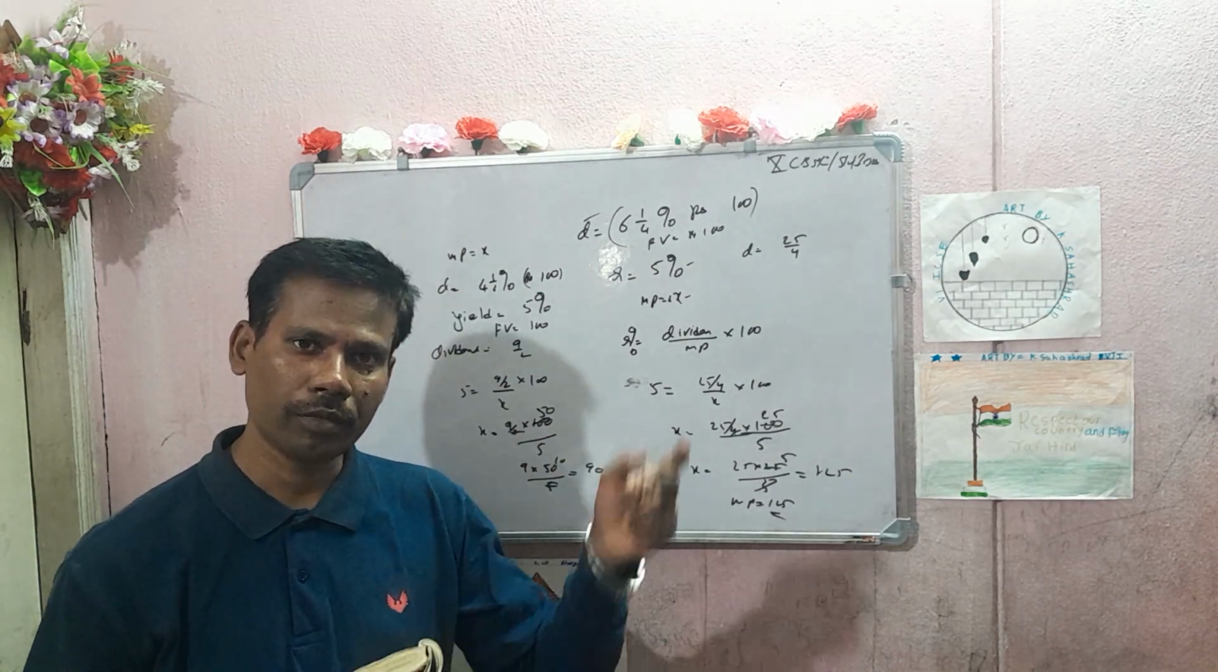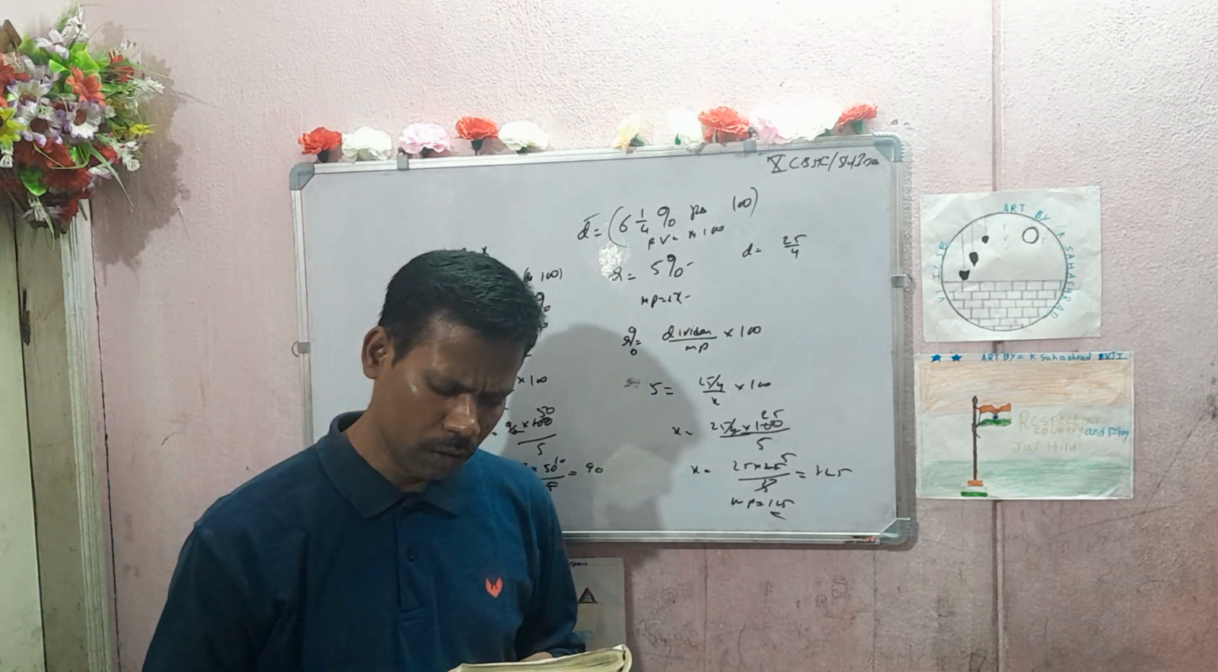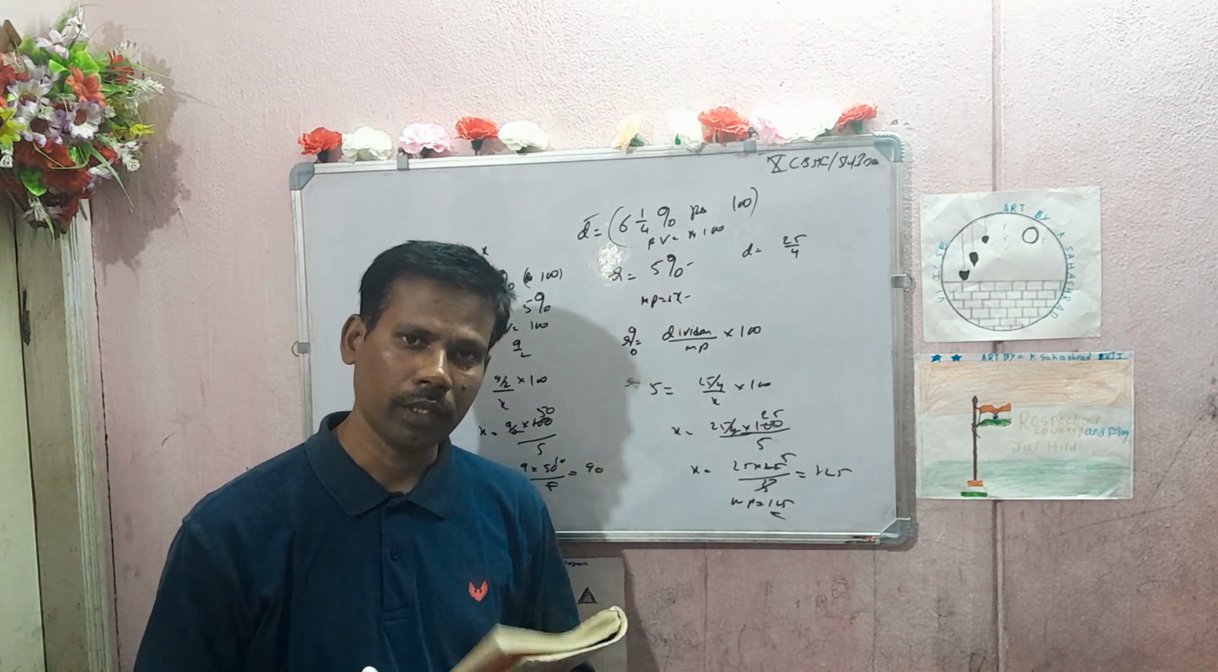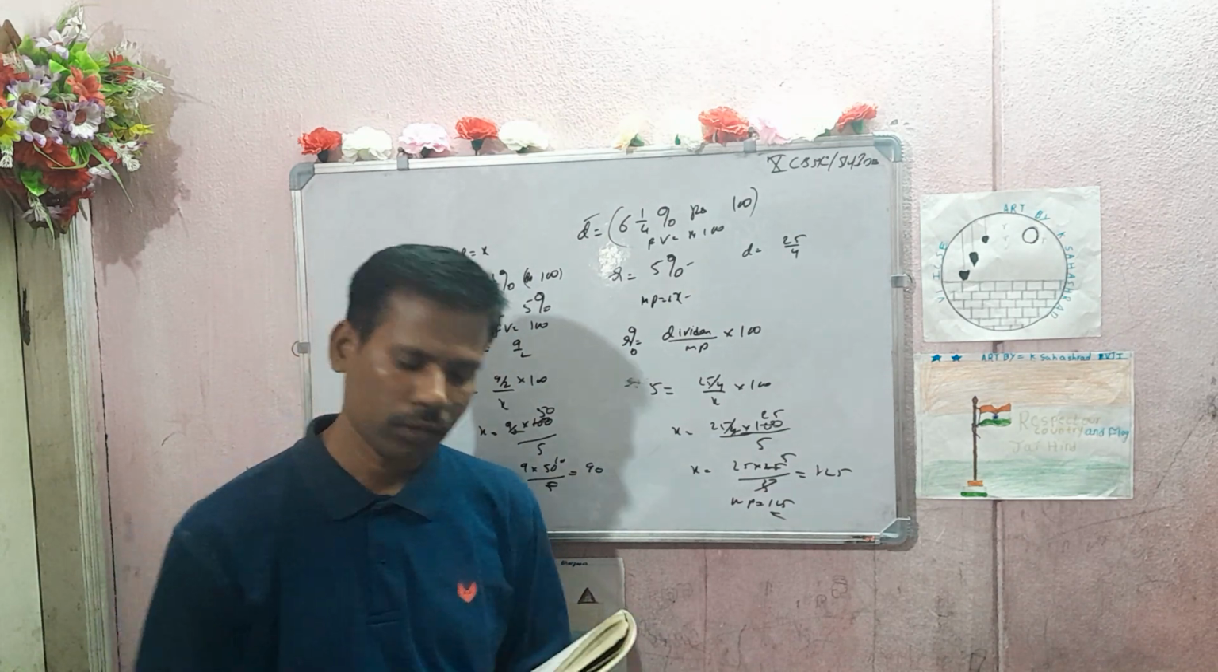I am doing different kinds of models. Next, another type. This is totally different. A owns rupees 500 shares.